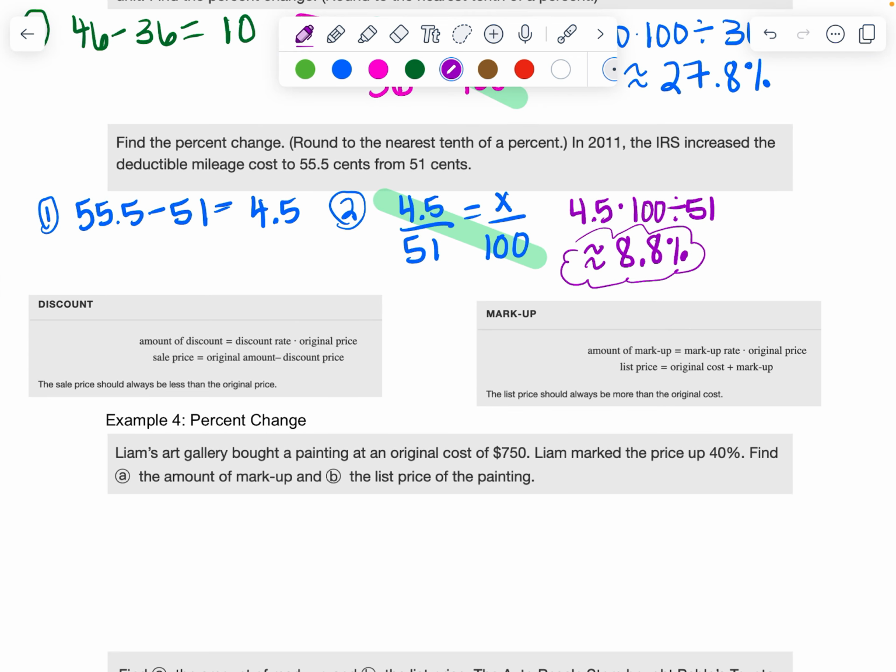You also want to know how to find discounts and markups. Discounts, obviously, they subtract something from the original price to get the discounted price. Markup, they're adding a certain percentage to the original price to get the new price. So Liam's Art Gallery bought a painting at an original cost of $750. Liam marked the price up 40%. Find the amount of markup and the list price of the painting.